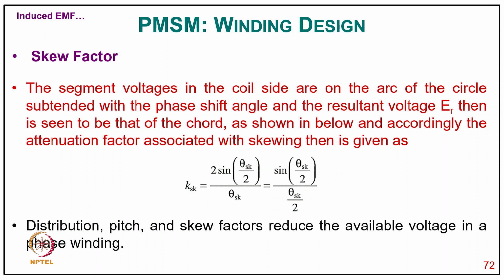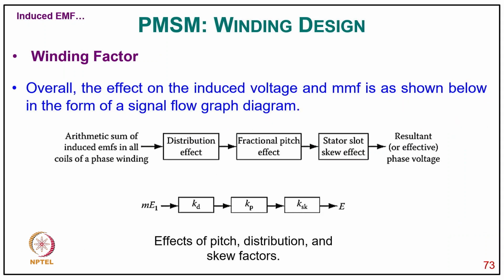The segment voltages in the coil side lie on the arc of a circle subtended with the phase shift angle, and the resultant voltage ER is then seen to be that of the chord, as shown below. According to the attenuation factor associated with the skewing, it is given as Ksk equal to 2 sine theta sk by 2 divided by theta sk, or equal to sine theta sk by 2 divided by theta sk by 2. Distribution, pitch and skew factors reduce the available voltage in the phase winding.